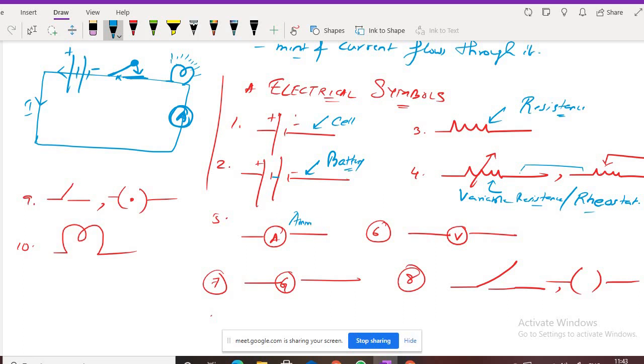This is an ammeter. This is a voltmeter. This is a galvanometer. This is an open switch. Sir, again two diagrams? Yes. In several circuit diagrams we will get it like this, and in others like this. Both are the diagrams of an open switch. From an open switch, remember, no current flows.